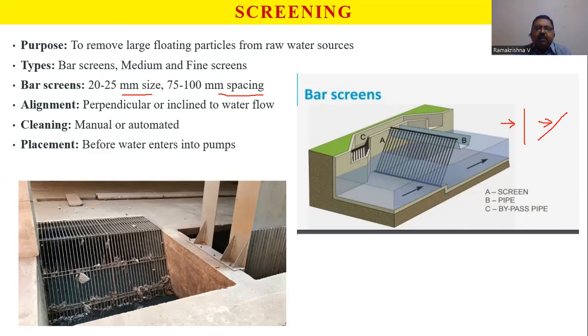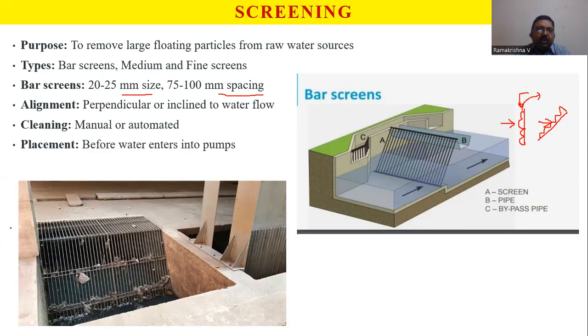So what happens in this process is that when large floating objects come here, because they are larger than the spacing on the screen, they get stopped and intercepted here. Ultimately, we use a scraper mechanism from the top, and you scrape everything into a collection point.